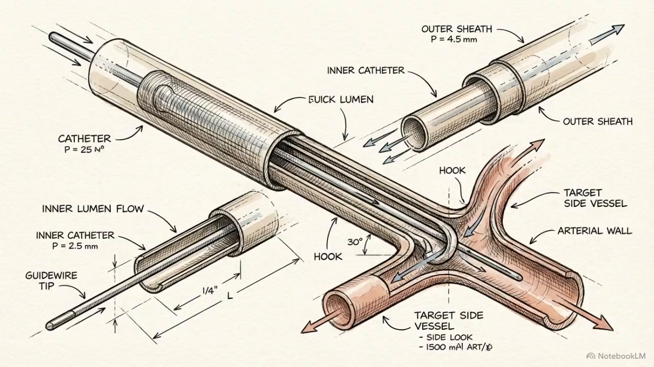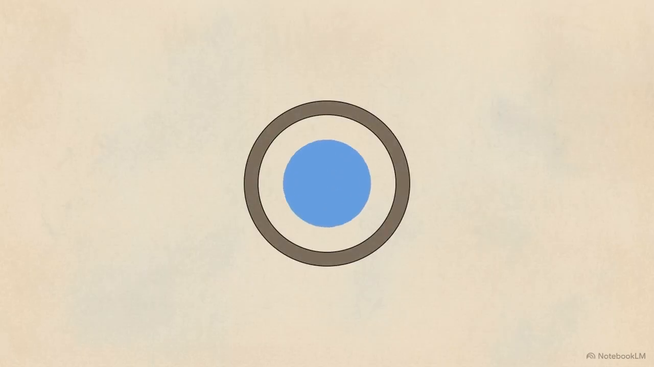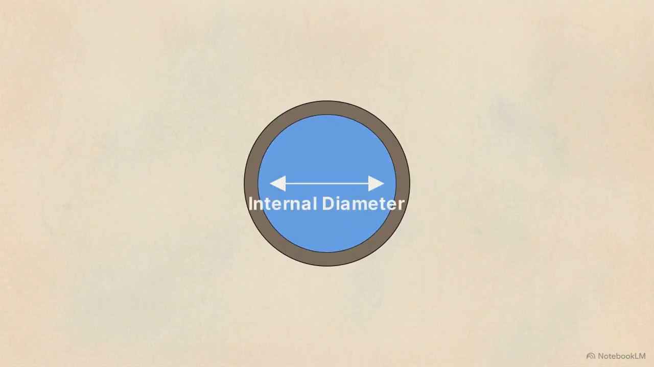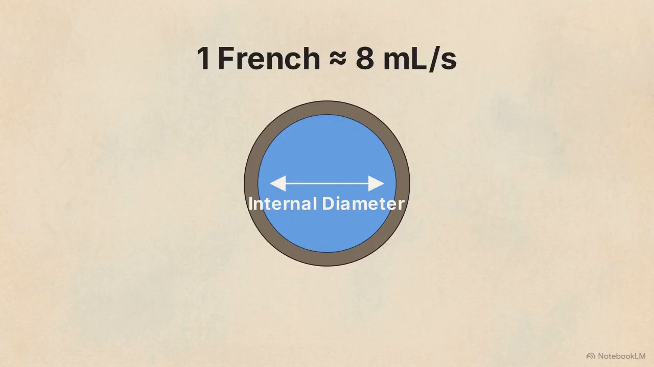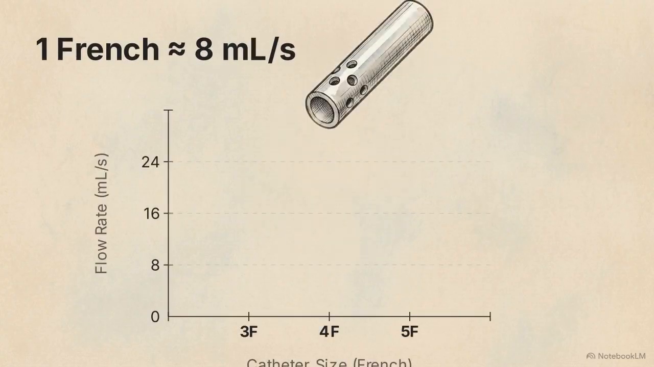With the catheter securely in the target vessel, the final procedural step is determining the maximum safe rate of fluid injection and maintaining a clean system. Maximum flow rates are mathematically capped by the internal diameter and hole configuration of the catheter. A dependable baseline rule is that each French size allows for approximately 8 milliliters of flow per second. Applying this heuristic yields specific physical limits. A 3 French catheter maxes out at roughly 8 milliliters per second.